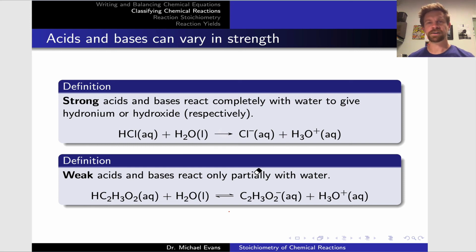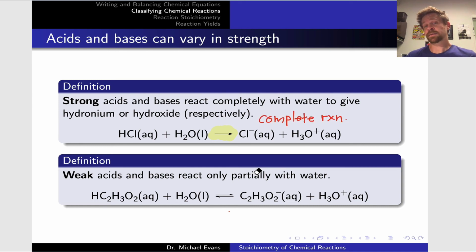Acids and bases can vary in strength, and this is our first taste of the idea that chemical reactions don't always go 100% to completion. That's typical of precipitation reactions, not so for acid-base reactions. For strong acids and bases, though, there's complete reaction with water to give 100% hydroxide, and we can treat these using stoichiometry, all the tools of stoichiometry that we'll learn over the next few videos. To show the complete reaction of a strong acid or base, we just use a forward arrow like this.